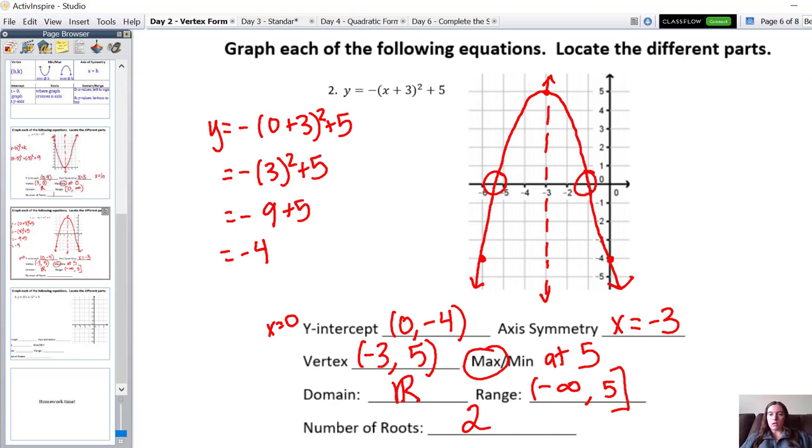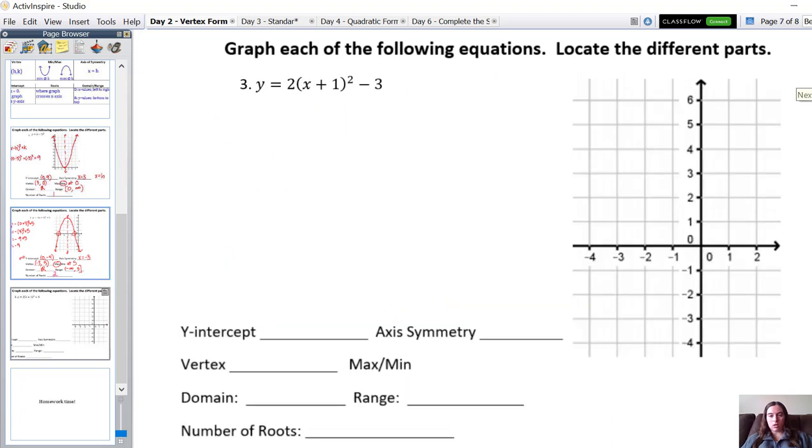Let's look at one final one. If you're feeling okay with this, you can go ahead and pause the video. If not, we're going to do another one together anyway. y equals 2 times (x plus 1) squared minus 3. Our vertex, switch the sign for h, keep the sign for k: (negative 1, negative 3). Axis of symmetry, x equals h, which is negative 1. Y-intercept, the x value is going to be 0.